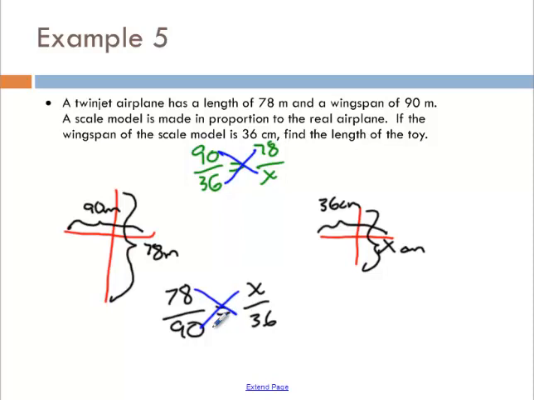If you do wingspan over wingspan, you have to go back to wingspan over wingspan, but notice the 90 and the 78 are in the same spot. If I do length over wingspan, I have to do length over wingspan. That's the only requirement. There are a couple different ways you can set these up, but you have to be sure that you set it up properly. When I cross multiply, 2808 is 78 times 36. That's equal to 90x. When I divide by 90, I get 31.2. Because we're talking about the model, that's 31.2 centimeters.